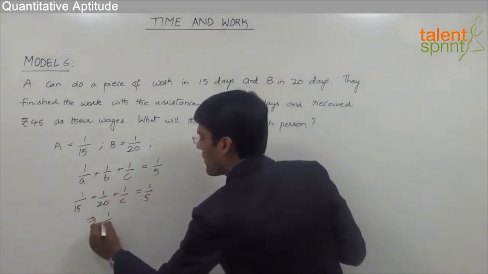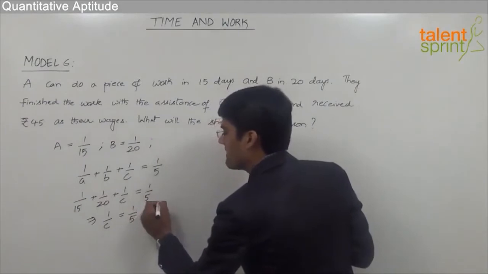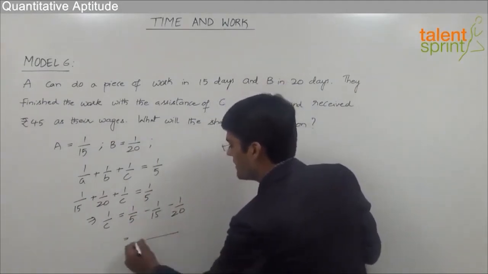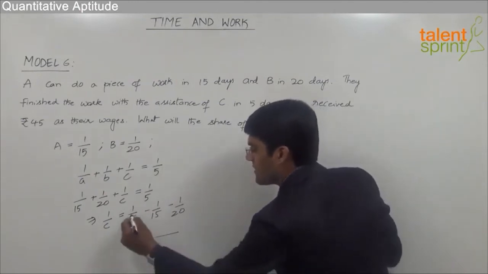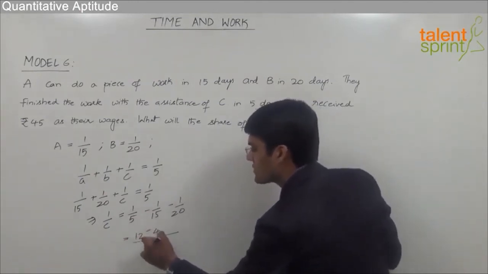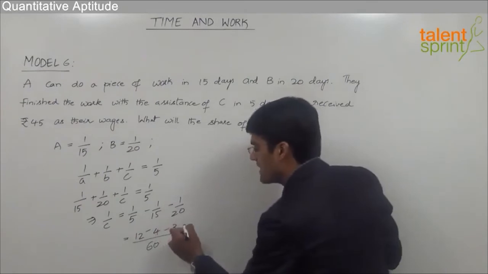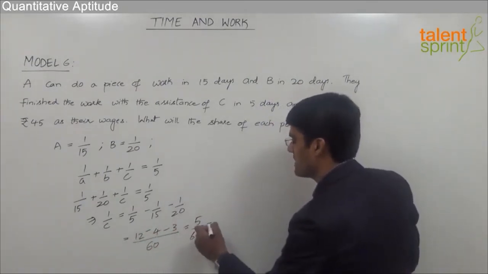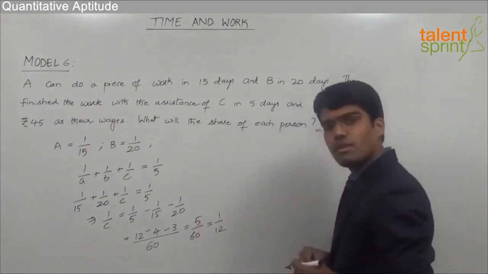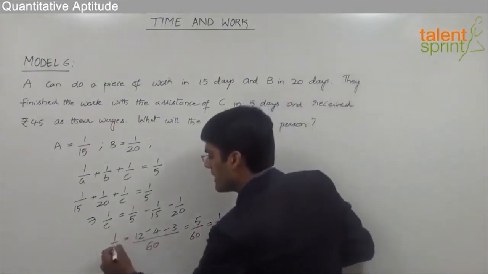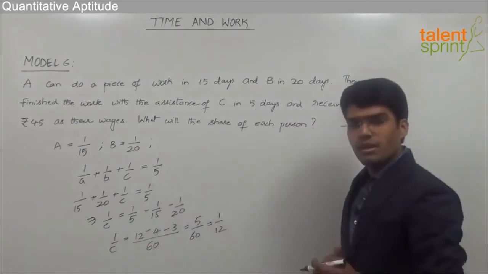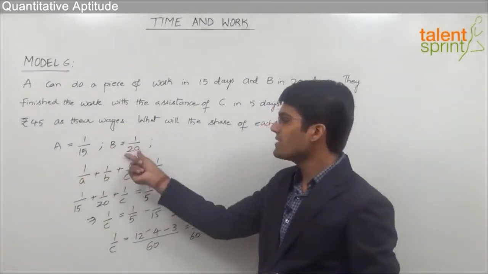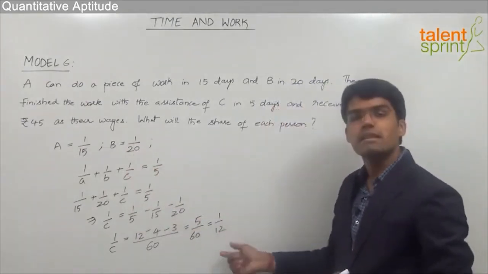So from this 1 by C will be 1 by 5 minus 1 by 15 minus 1 by 20. The LCM here is 60. So 5 goes 12 times, 15 goes 4 times, and 20 goes 3 times. So 12 minus 7 is 5 by 60, which is nothing but 1 by 12. So very clearly, the work done by C in one day is 1 by 12. So we can say that the capacity of A is 1 by 15, the capacity of B is 1 by 20, and that of C is 1 by 12.